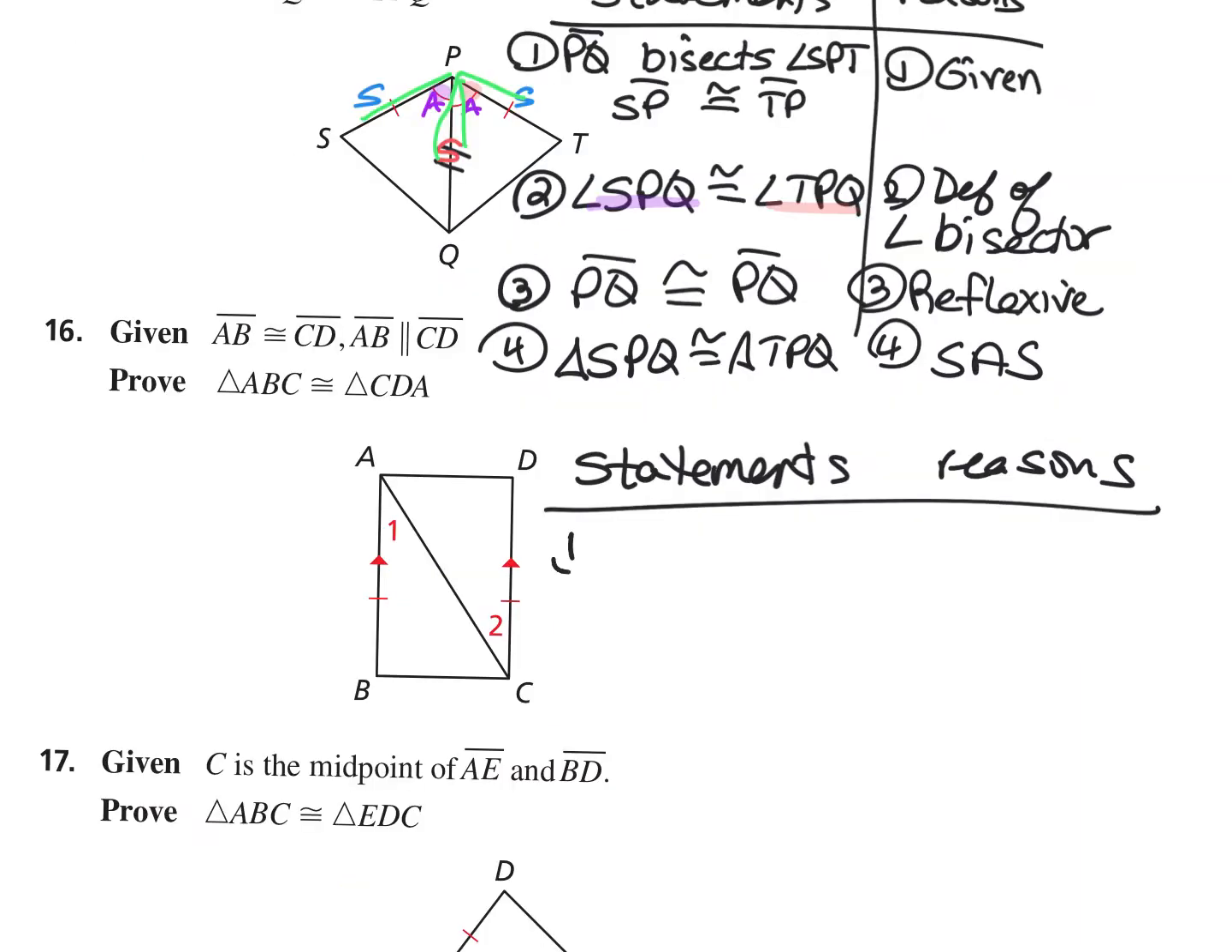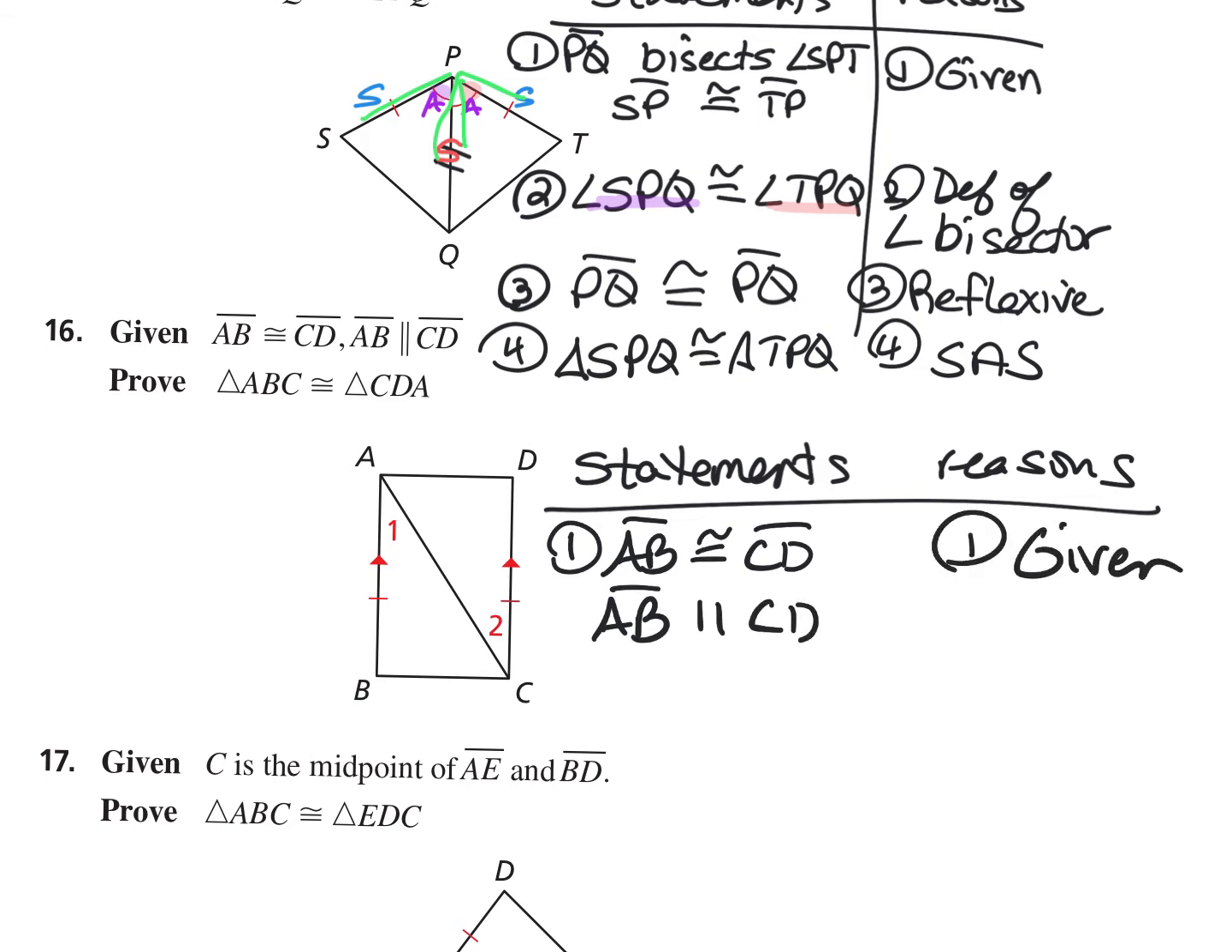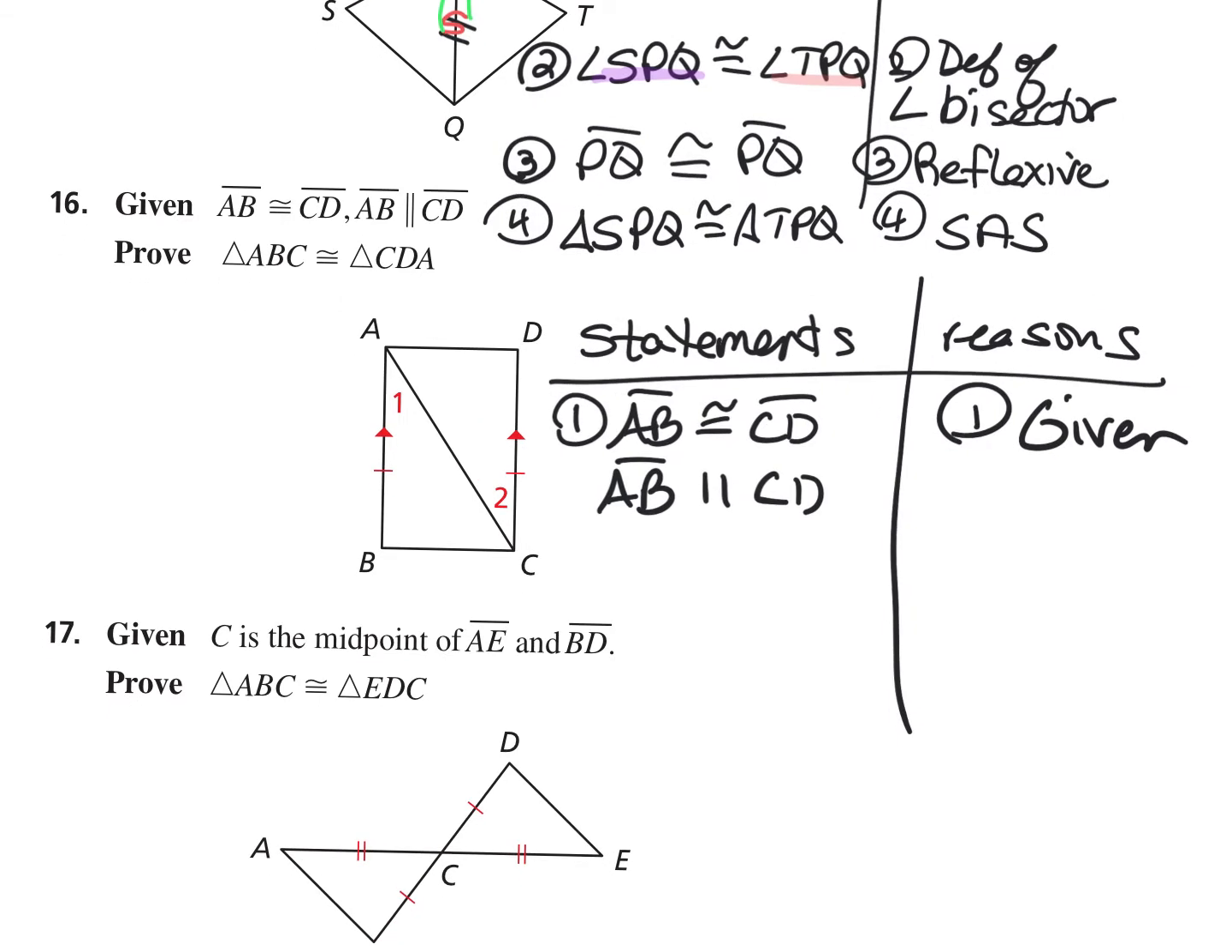All right, so here we go. Number 1, AB is congruent to CD, and AB is also parallel to CD. So that was given. And again, it is labeled in the picture for us. So remember, when I have parallel lines, I can treat this diagonal as a transversal, which now makes angle 1 congruent to angle 2 because these are alternate interior angles. So that could be my next statement.